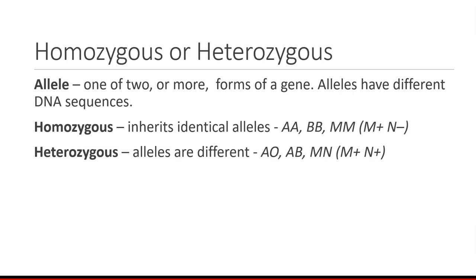Heterozygous, the alleles are different. For example, AO, you got an A allele from mom and an O allele from dad, and so on. So homozygous, they are identical alleles. Heterozygous, the alleles are different.